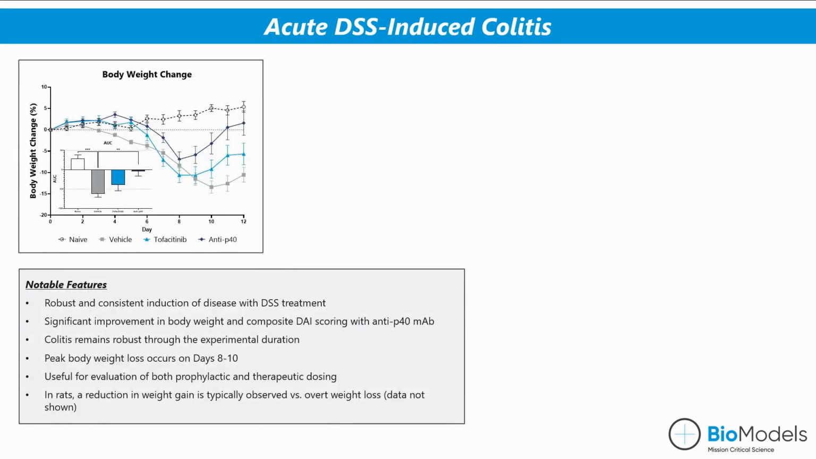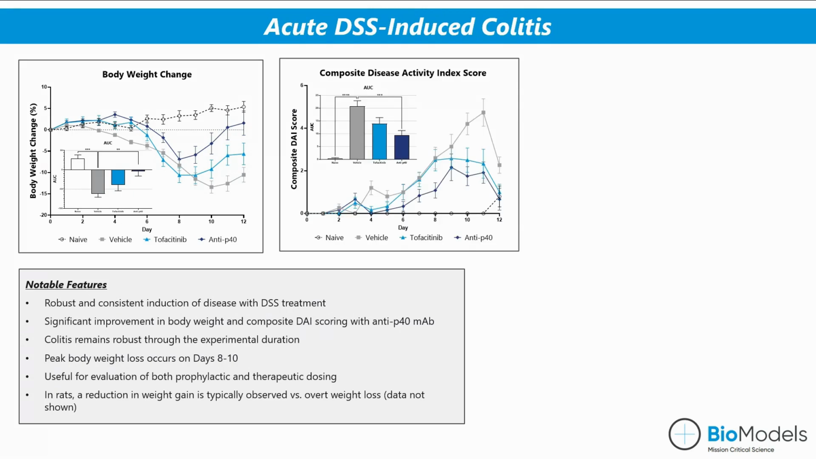So in this model, mean body weight decreases after removal of the DSS treated drinking water and typically peaks on day 8 or day 9, followed by body weight recovery to near baseline levels by the conclusion of the study. Here we're showing a day 12 endpoint, but the colitis does remain robust in the model through day 19. With anti-IL-12p40 treatment, we typically see a significant improvement in body weight loss compared to the vehicle control group, whereas other treatments such as tofacitinib don't have the same effect on weight loss.